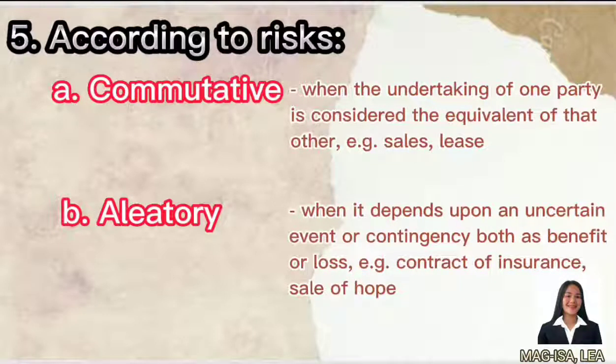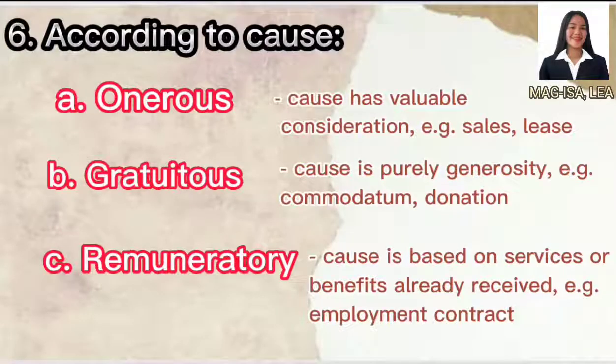Pero it's either you will receive zero or a certain amount beyond, or millions kung naka-jackpot ka. So, yun yung aleatory contract. So, next, number 6. We have according to cost. Kung maaalala nyo, yung cost is one of the essential elements. Consent, object, and cost. Ano nga ba yung cost? Onerous, gratuitous, and remuneratory. In onerous contract, the cost has a valuable consideration.